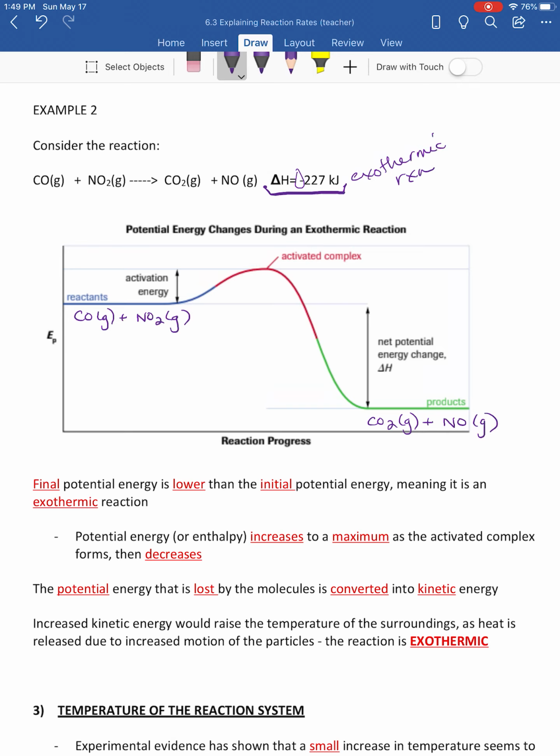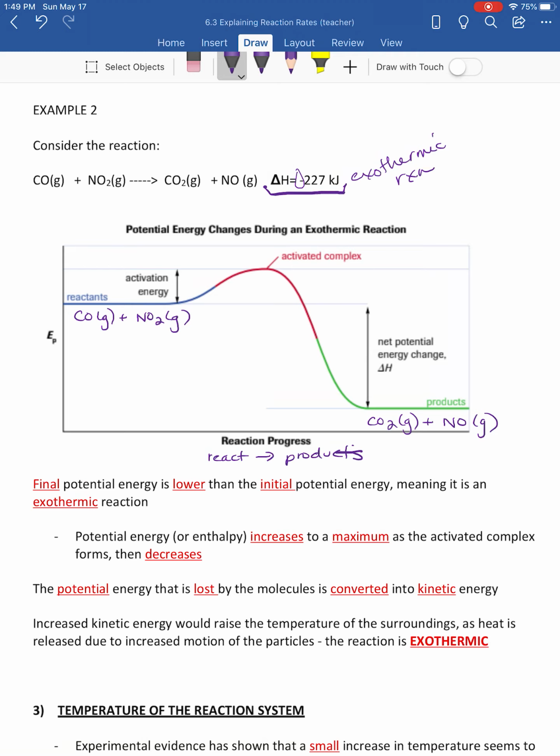All right. And so let's just take a look here. Once again, the y-axis is my potential energy between the bonds. My reaction progress, same thing. This is from reactants to products. That's all it means. Reaction progress just means as you go from reactants to products. Okay, so it's just moving along from the left side of the arrow to the right side of the arrow.